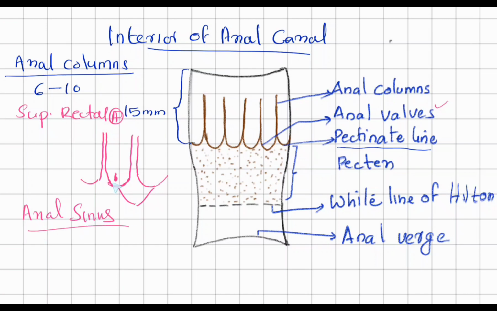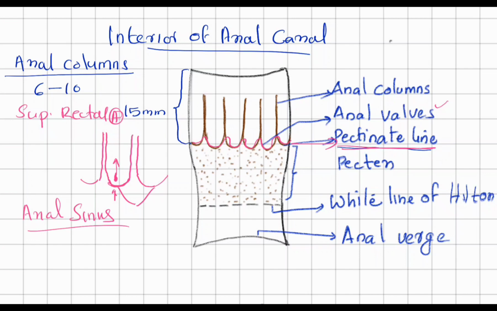This anal sinus has a cavity which is directed upwards, and there is a surface which is directed downwards. They are the anal sinuses, and the free margins of these anal valves are connected to form the pectinate line. That is the pectinate line.